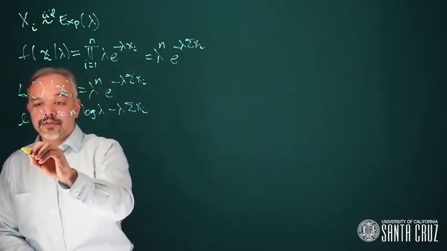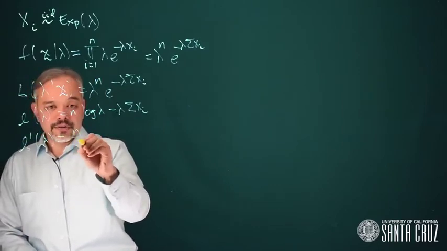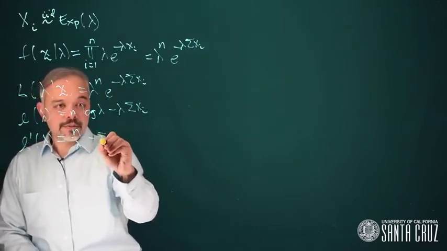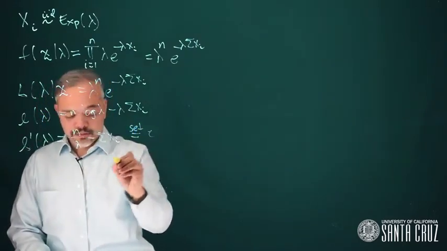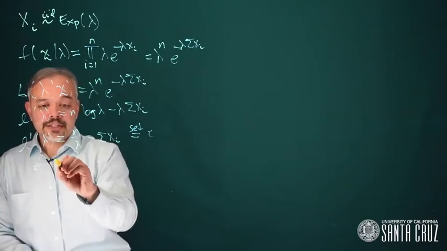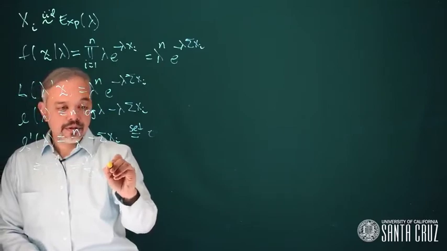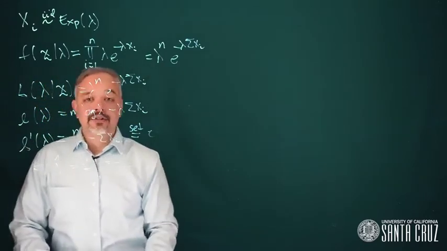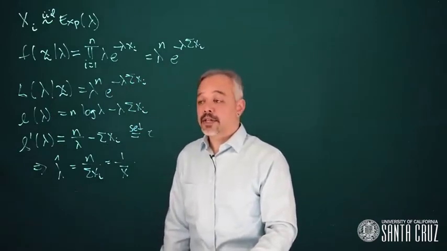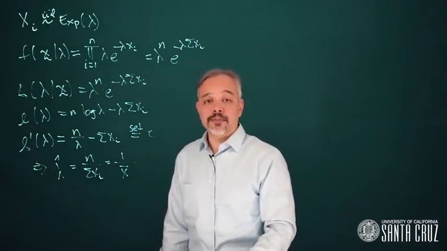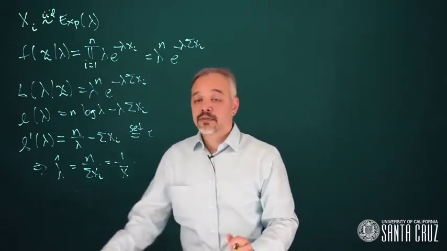If we take the first derivative of this, we get n over lambda minus the sum of the x sub i's. We set that equal to 0. This gives us a maximum likelihood estimate lambda hat of n over the sum of the x sub i's, or 1 over the average. This makes sense, because the mean for an exponential distribution is 1 over lambda. And so if we take 1 over the sample average, we get a maximum likelihood estimate for lambda.